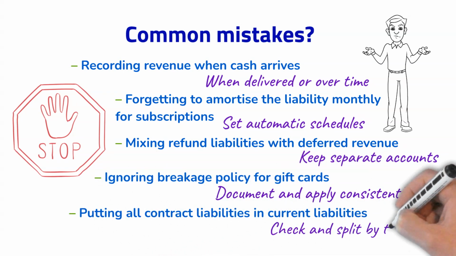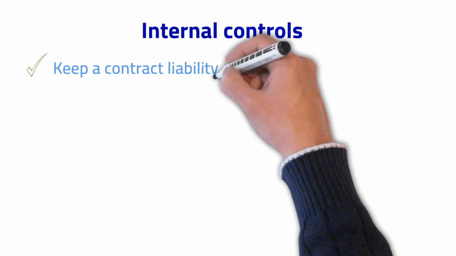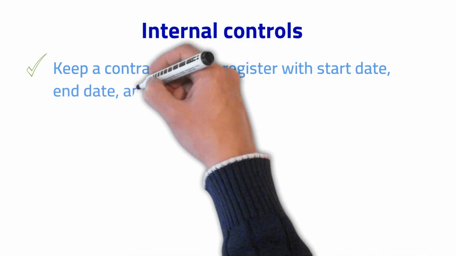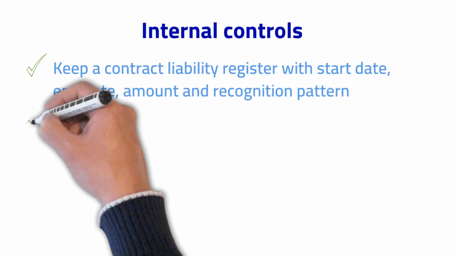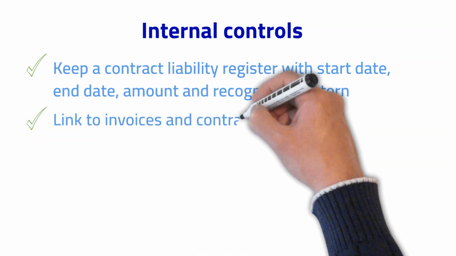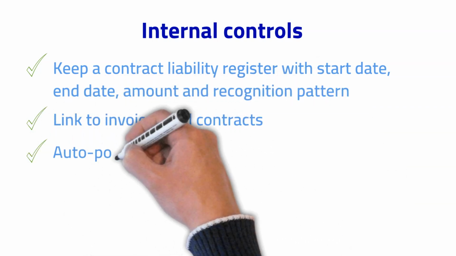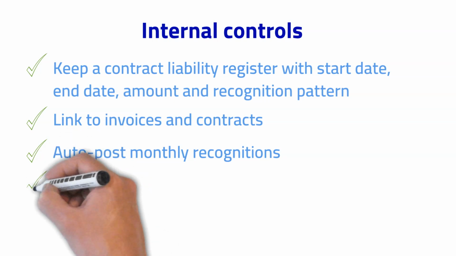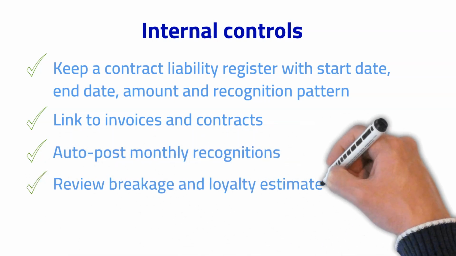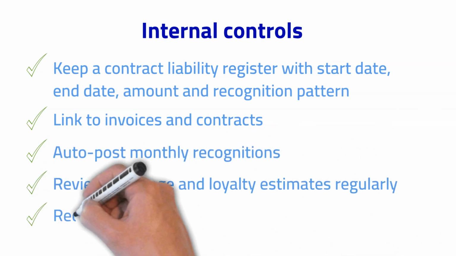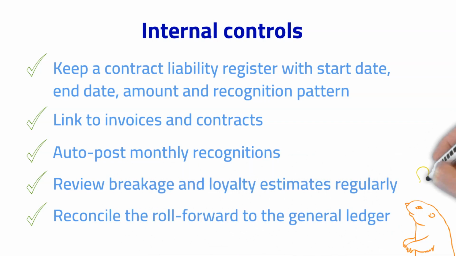Here are a few quick controls that keep it clean. Keep a contract liability register with start date, end date, amount and recognition pattern. Link to invoices and contracts. Auto-post monthly recognitions. Review breakage and loyalty estimates regularly. Reconcile the roll forward to the general ledger every month.